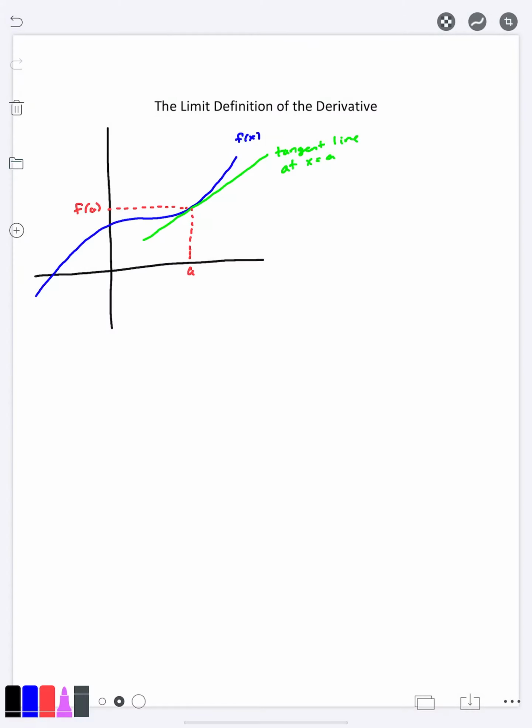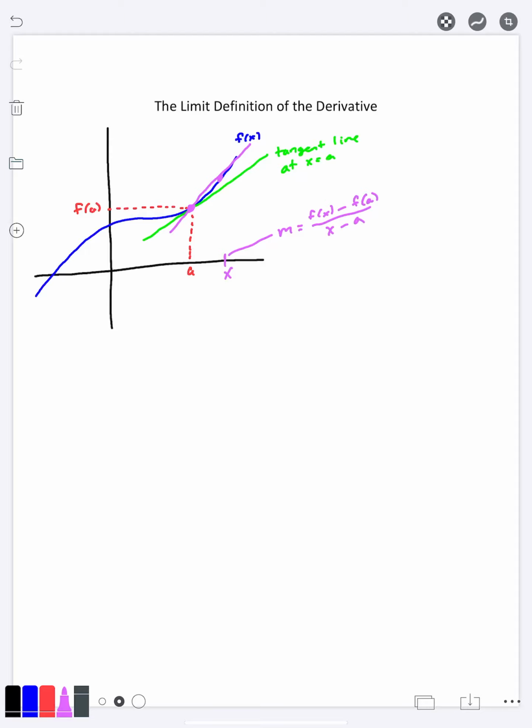Now to do that, we're going to take our point a, and we're going to pick a second point on the graph at some other x value here, call that x. And then we're going to draw a line between those 2 points. And because we have 2 points there, we can find the slope for this line. It's going to be the second y value, which is the y value at x, minus the first y value, which is the y value at a, divided by the second x minus the first x. And so this formula right here would tell us the slope.